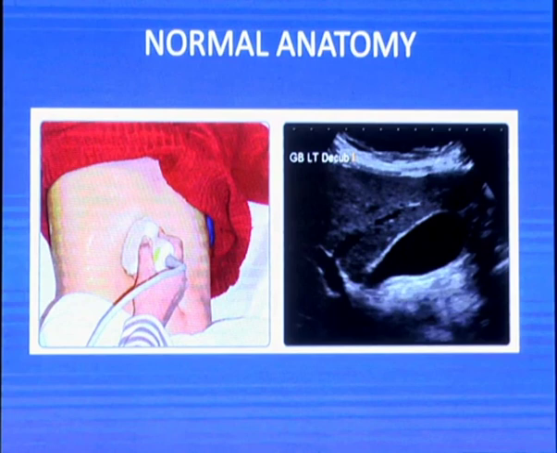Normally, the gallbladder appears as an anechoic structure. It is pear-shaped. It shows a fundus, a neck, and a body. The size of the gallbladder depends upon the fasting state of the patient. If he is adequately fasting, it will become distended with bile, and it will measure a maximum of 7 to 10 centimeter in length and 3 to 4 centimeter in diameter.